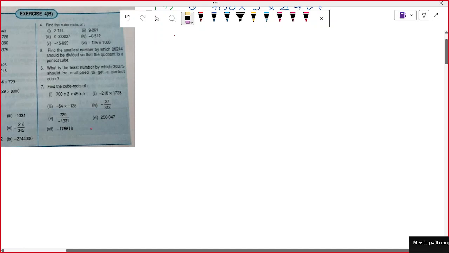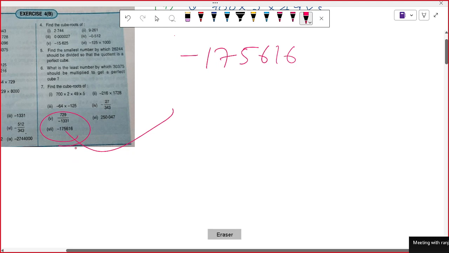Which question? Akansha, mute your call. Which question shall we solve? Solve the last question. Or try the sixth question. Try the sixth one. There is a decimal in that.